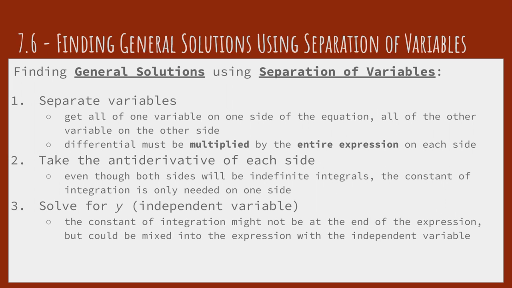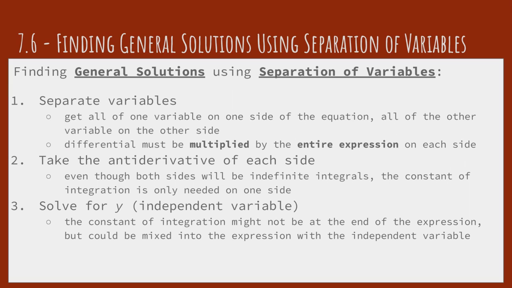So the idea is we're going to separate variables. So we're going to get all of one variable on one side, all of the other variable on the other. One key thing is that the differentials, so the dx, the dy, the d theta, the dt, whatever those differentials are, they need to be multiplied by the entire expression on the respective sides. So on one side, we'll have an expression with y's in it and multiplied by dy. On the other side, we'll have an expression with x's in it multiplied by dx.